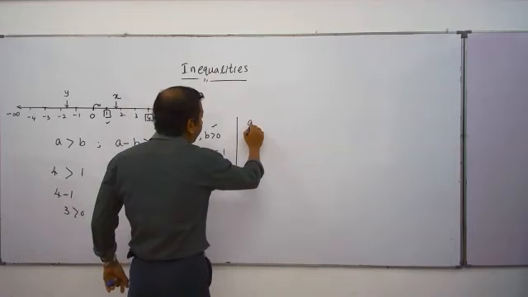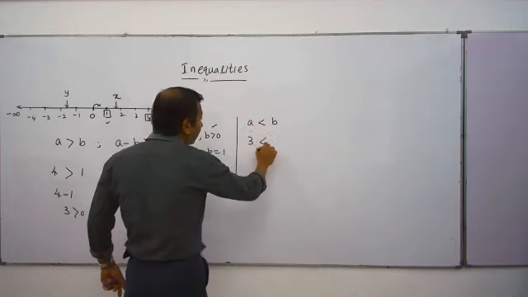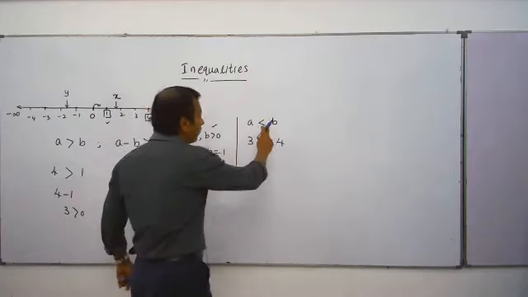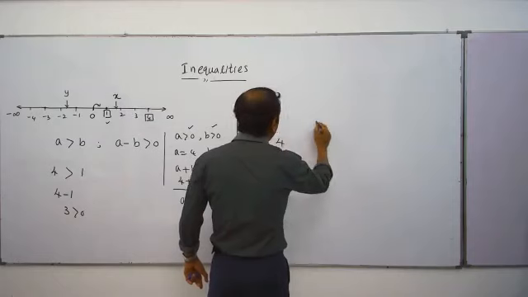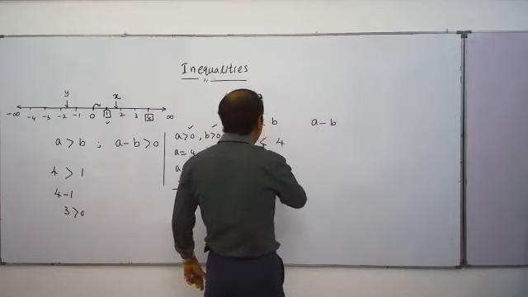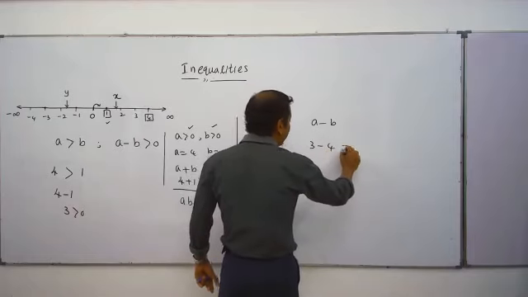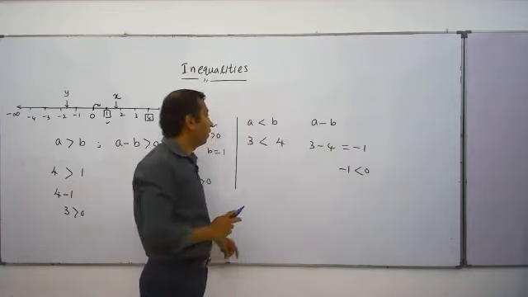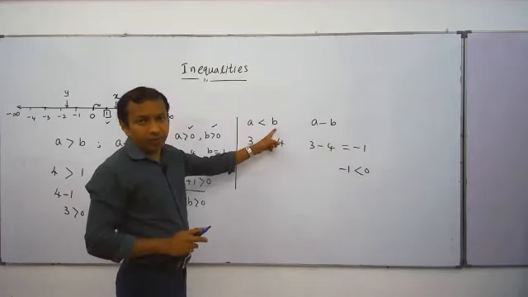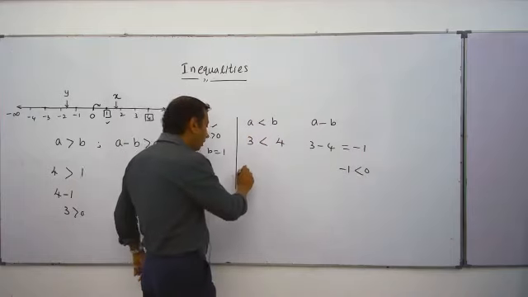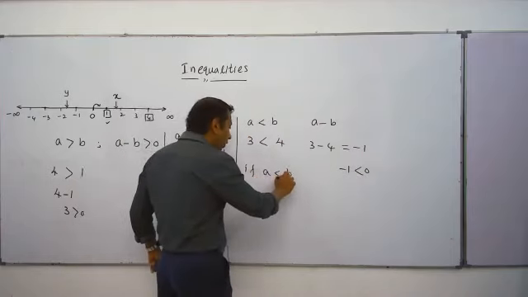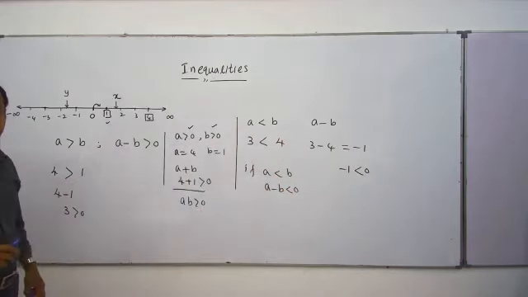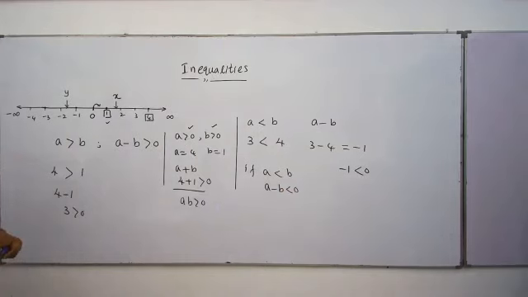And the other thing is, a less than b. I take 3 less than 4. That's true, no? Then subtracting b from a, a minus b, see here, 3 minus 4 is minus 1. This minus 1 is less than 0. That means if a less than b, then a minus b is negative.